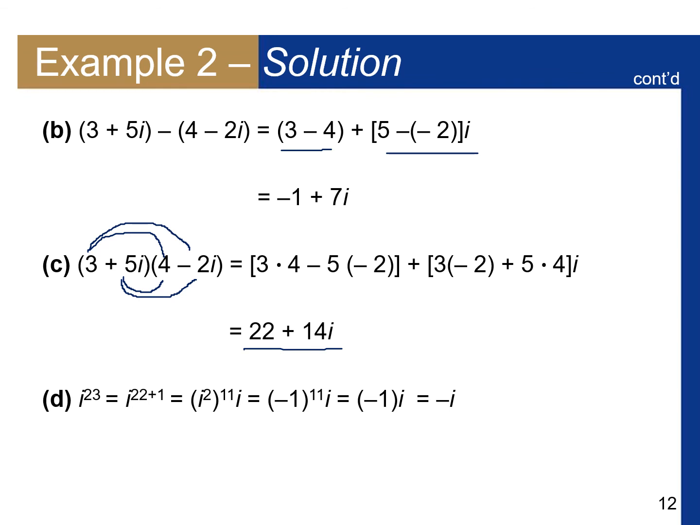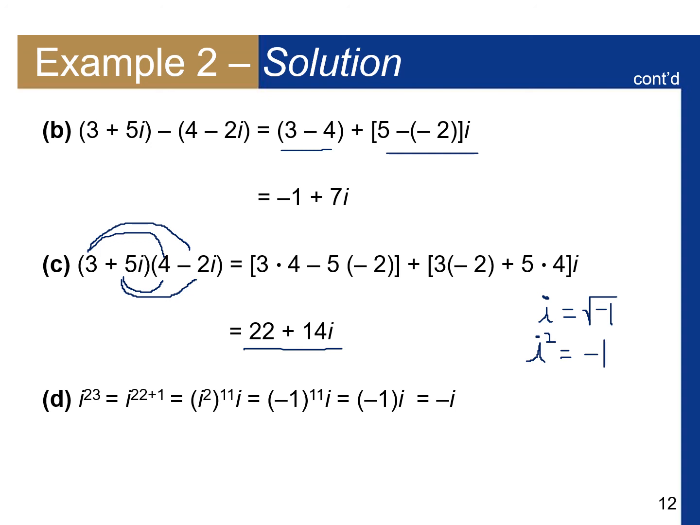Now the last one, what we have to realize is that we have a pattern of 4s here, and I'm going to put this over here on the side because I really think it's important. First, we're going to have i, which is equal to the square root of -1. And then when I square both sides, I find out that i squared equals -1.